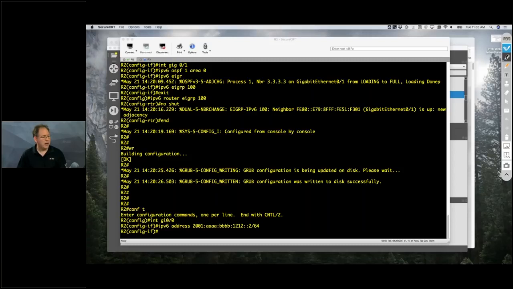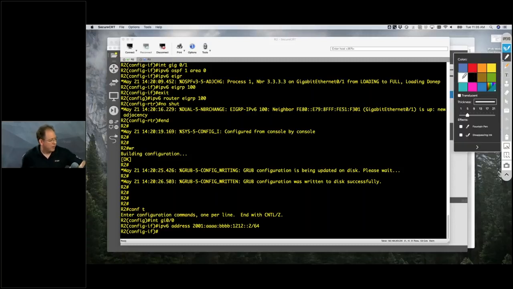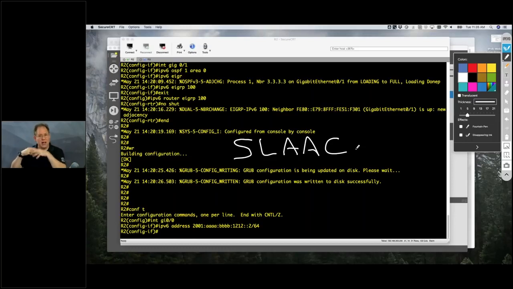Let me just write this on here. I'll give you the acronym for it. SLAAC. So normally if you're called a slacker, that's a bad thing. But in the world of IPv6, SLAAC is actually kind of cool. It stands for Stateless Address Automatic Configuration. And basically what it is, if I have a router running IPv6 on my network, that router can give you an address.